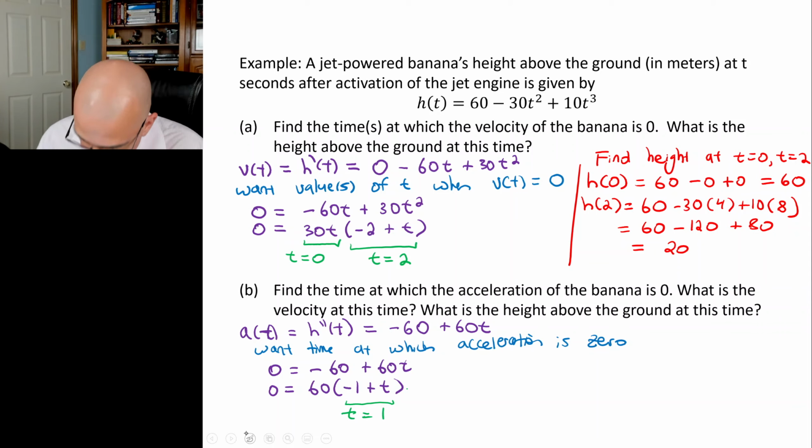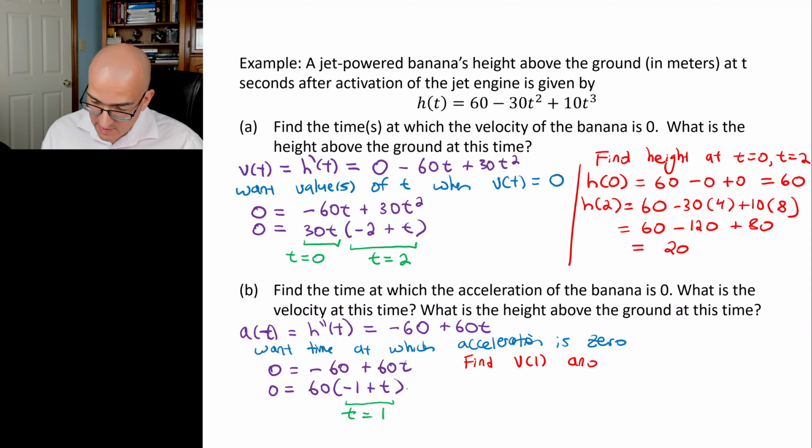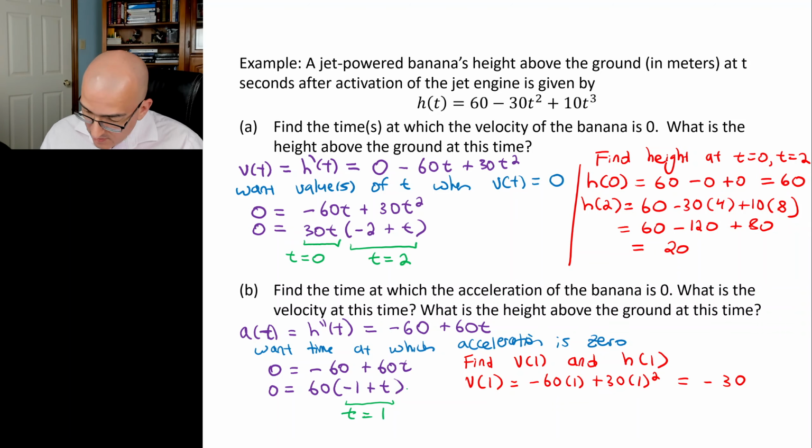Okay, and now we want to find velocity and height at this time. Find v of 1 and h of 1. So v of 1 is negative 60 times 1 plus 30 times 1 squared. So negative 60 plus 30 is negative 30. And h of 1 is 60 minus 30 times 1 squared plus 10 times 1 cubed, which is 40.